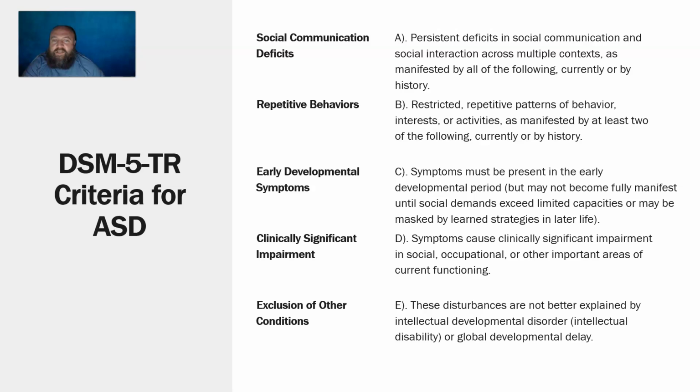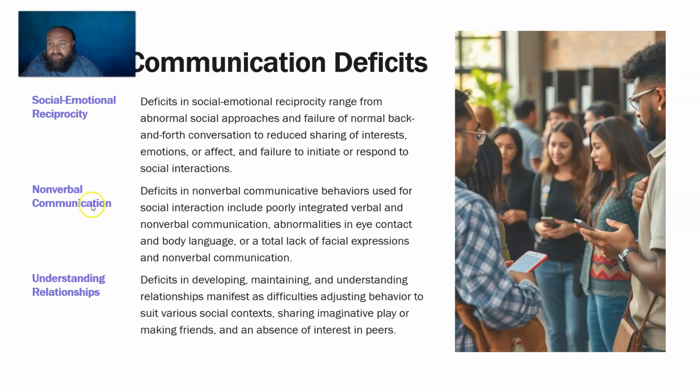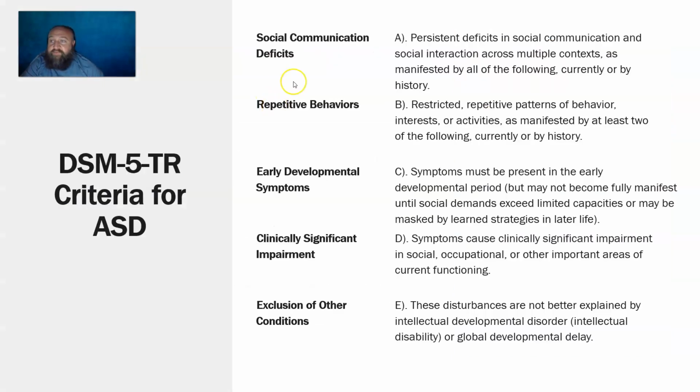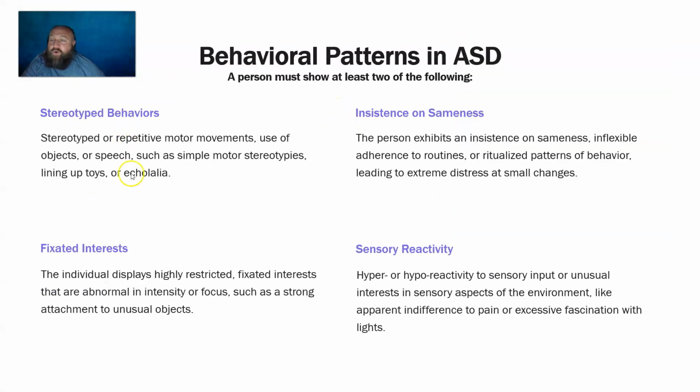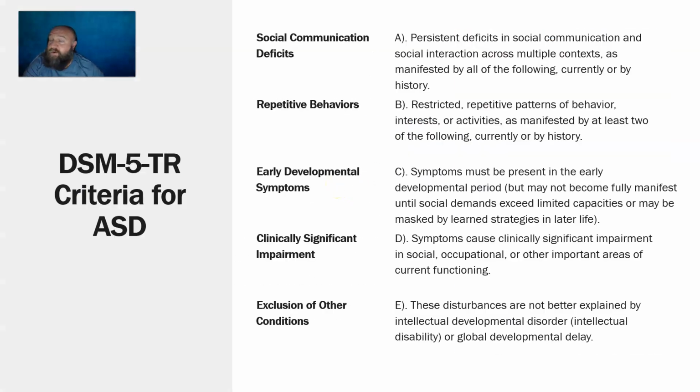All right. So going back, social communication deficits. All 3 of these that I just mentioned have to be present. That's criterion A. Criterion B, repetitive behaviors. That's the slide I was just on. Only 2 of these must be present for a diagnosis to be made. Can be more, but must be 2.